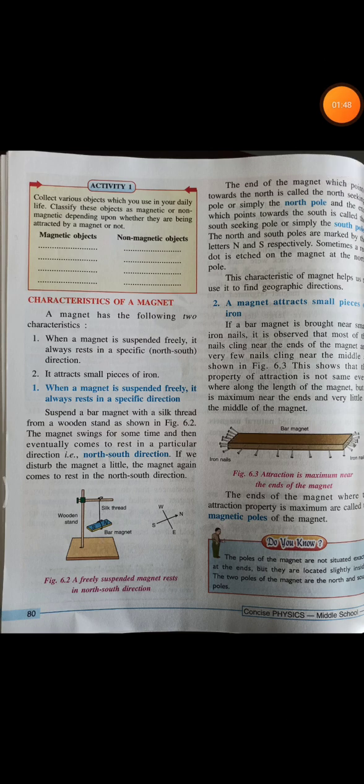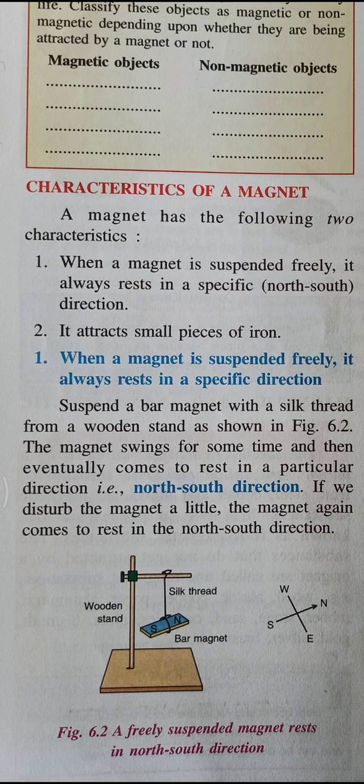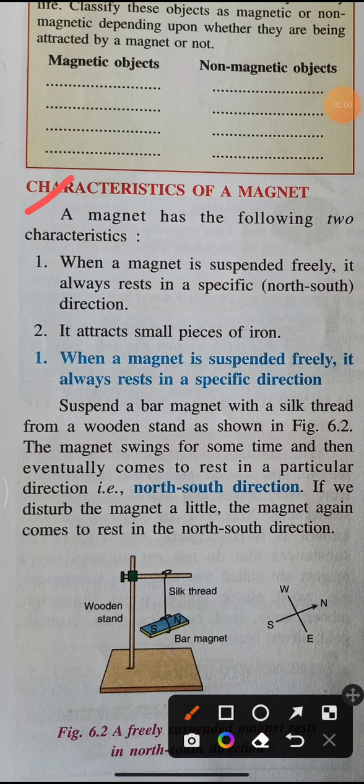Let us now start the explanation portion. Today we are going to start with the characteristics of a magnet. Here you have the characteristics of a magnet. What are the characteristics or the features of a magnet? A magnet has two characteristics.